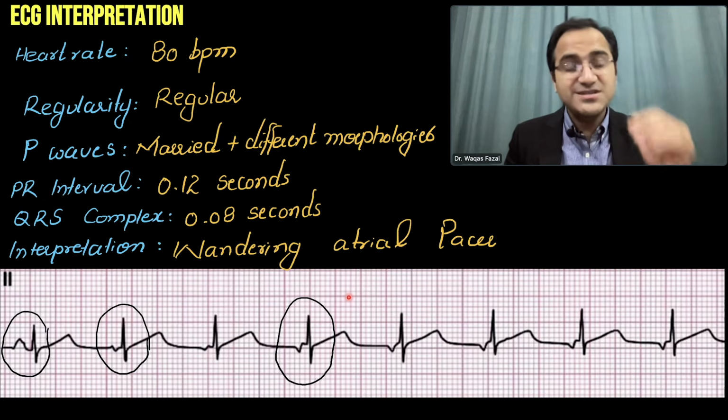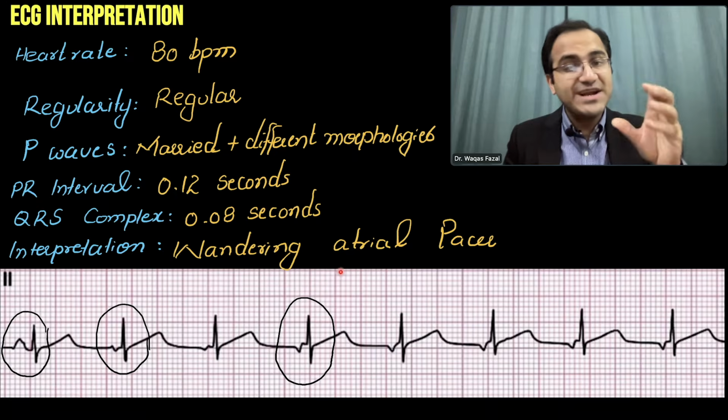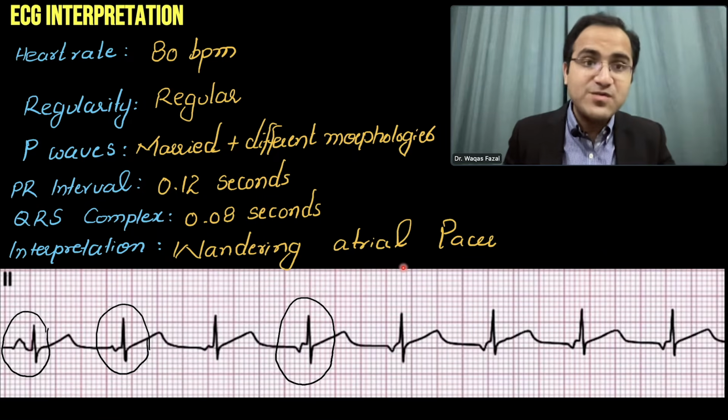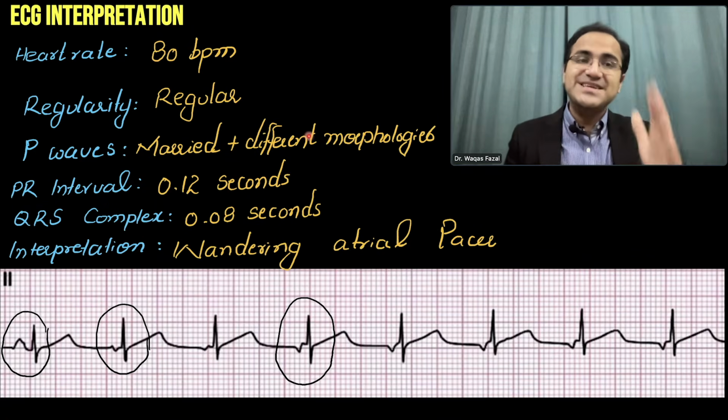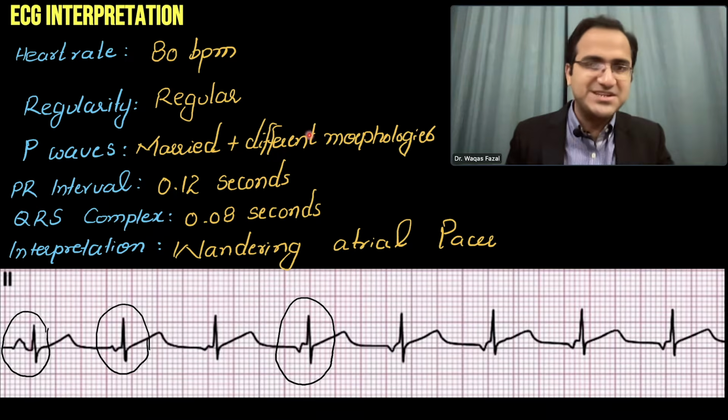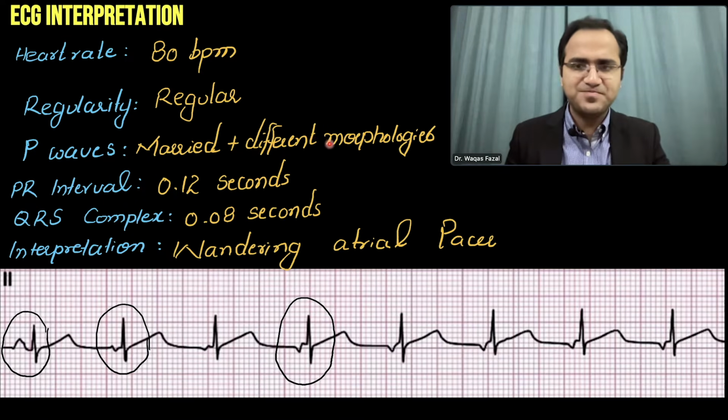Another very high yield point to remember is that a point that differentiates wandering atrial pacers from multifocal atrial tachycardia is that heart rate is normal in wandering atrial pacers. The heart rate is between 60 to 100 beats per minute and it is not tachycardic. If it is tachycardic, then this is called a multifocal atrial tachycardia. We'll come to that in a while.